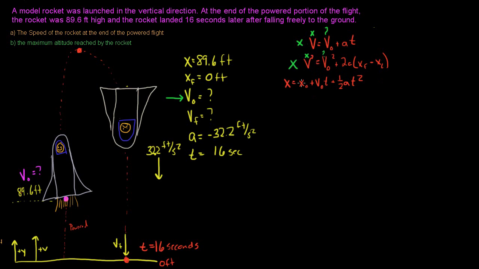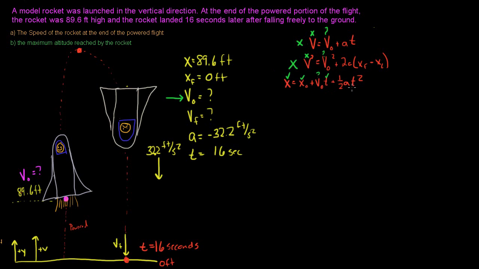Now, when we look at this last equation, we know a final x, which is 0 feet. We know an initial x, which is 89.6 feet. We're solving for our initial velocity. We know a time, which is 16 seconds.